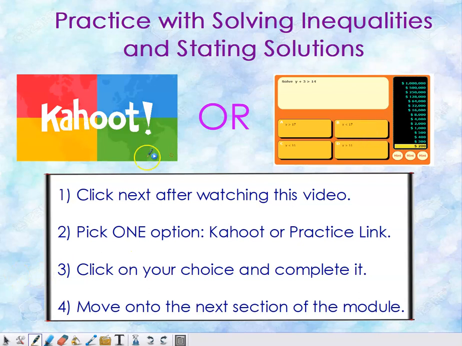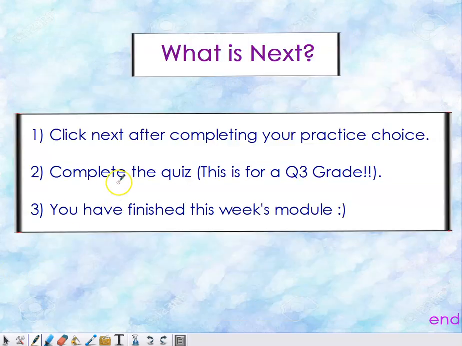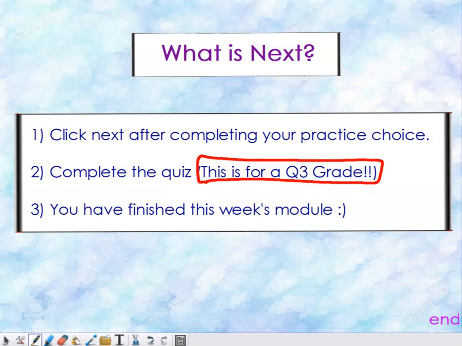So once you're done practicing with one of these things, what's next? Click next after completing your practice, and then there's going to be a 10-question quiz. This quiz is going to be for a quarter 3 grade. Okay, this will be the last grade for quarter 3. This is a chance for you to bring your grade up in quarter 3. Once you have completed that quiz, and make sure you're pressing mark as done as you go through the module, then you have finished this week's module.